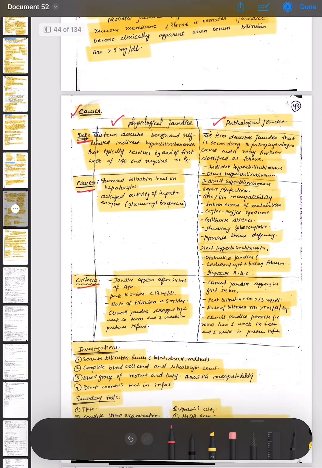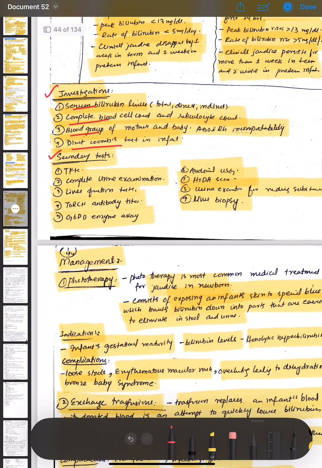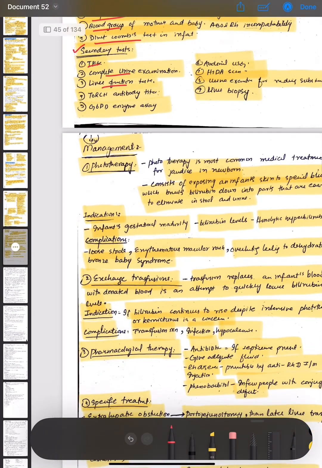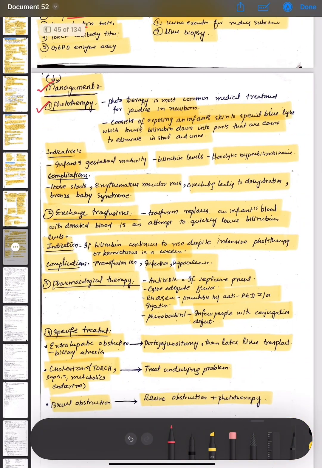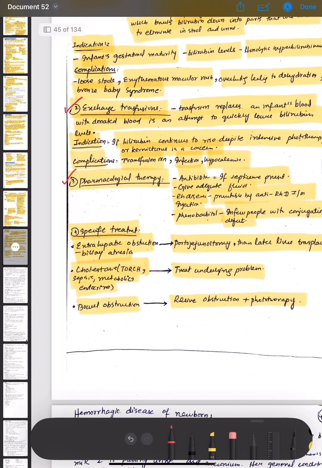Then we discussed the investigation options, which are serum bilirubin level, complete blood count, blood group of the mother and baby, and direct Coombs test. Then secondary tests are done, which are TFTs, complete urine examination, liver function test, and so on. Then we discussed the management options, which are phototherapy, exchange transfusion, and pharmacological therapy, and at the end the specific therapy, that is portojejunostomy, treatment of the underlying cause, and phototherapy plus relieving the obstruction.